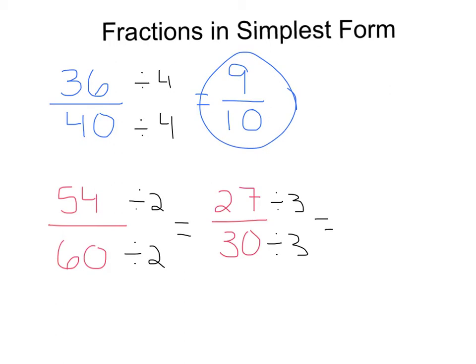27 divided by 3 is 9, and 30 divided by 3 is 10. Hey, we got 9/10 again. That was just a coincidence. But I want to show you one quick thing.